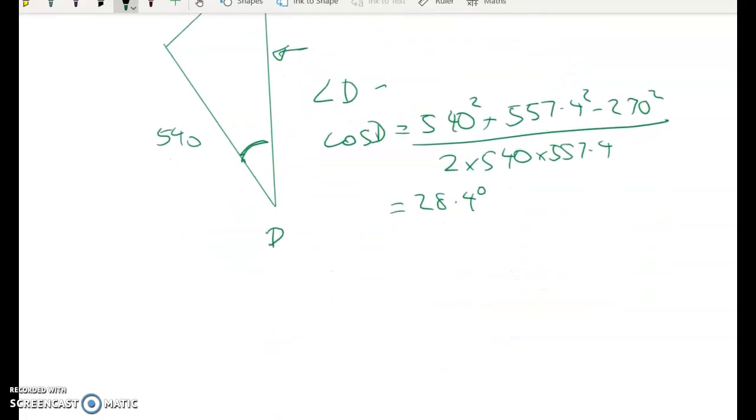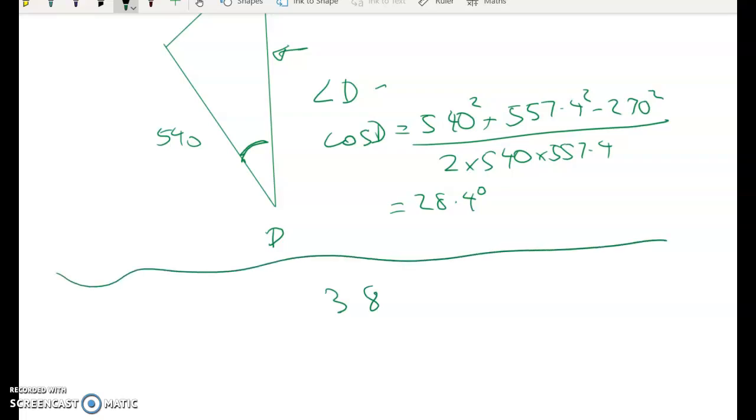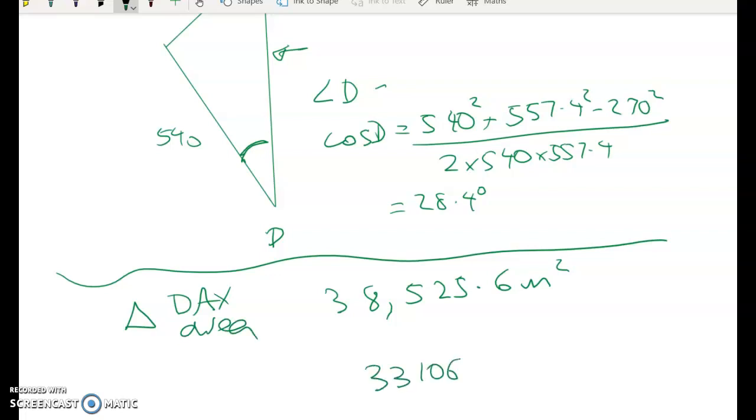I can get the other one, and then the two areas work out to be, so I've left a whole lot out in here. Okay, so 38,525.6 meters squared is triangle DAX area, and the other one is 33,106.9.